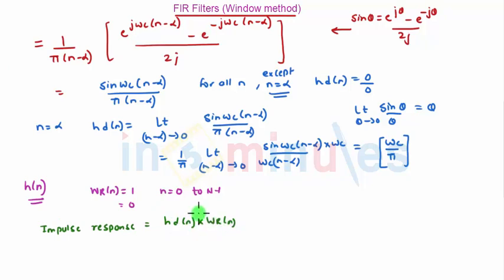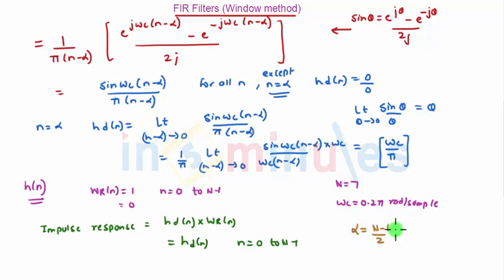Here WR of n is 1, so it is hd of n, where n ranges from 0 to N minus 1. Now in this case it is mentioned that capital N is equal to 7 and omega c is equal to 0.2 pi radians per sample. For finding the value of alpha, alpha is equal to N minus 1 divided by 2. So it is 7 minus 1 divided by 2, which gives us 3. Now we have to calculate h of n, where n ranges from 0 to 6.